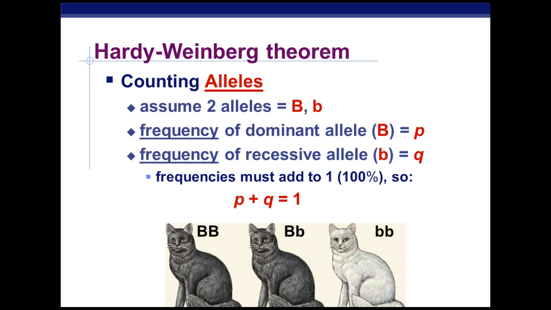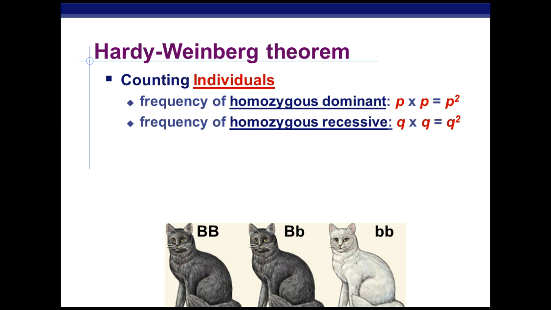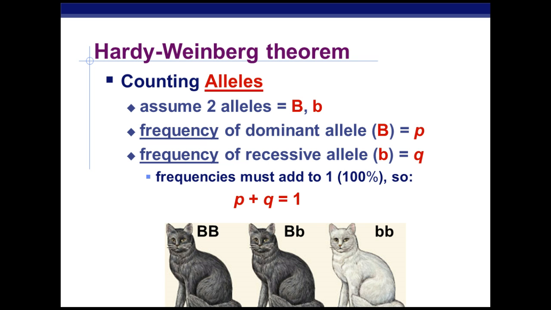Okay, now let's get into the nuts and bolts of this concept. The Hardy-Weinberg theorem, which you see here, involves counting alleles. In the example in this slide, we are assuming two alleles. Big B for the dominant allele for black coat. It's not really black, but it's dark. You kind of get that. And little b for the recessive white coat color that you see here on the bottom right.